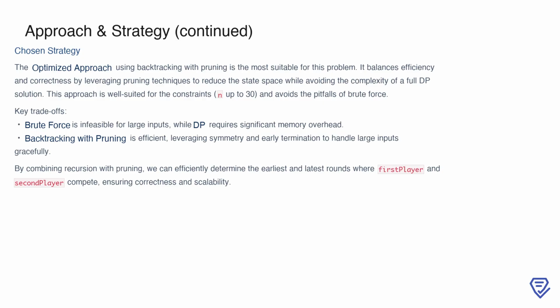By leveraging symmetry and stopping early when the two players meet, it efficiently narrows down the search space. This ensures that the solution is both correct and scalable, making it the ideal approach for determining the earliest and latest rounds where first player and second player compete.